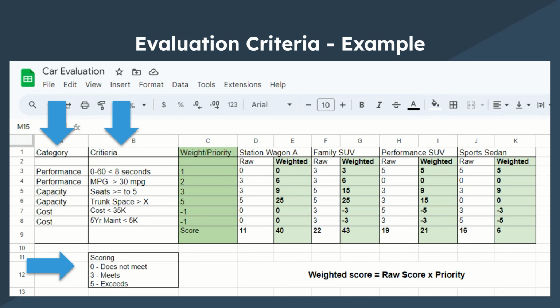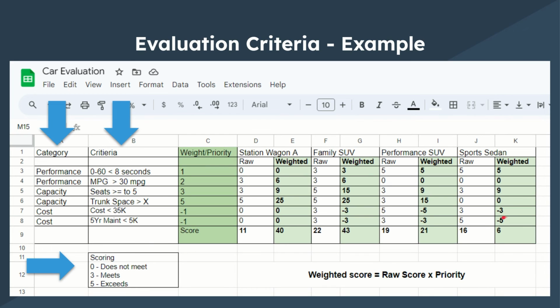So when you look at the score for the performance SUV, it's not even that much different from its raw score. Whereas when you look at the raw versus weighted score of the station wagon and family SUV, both of those are quite high. So when you rank them based off of the weighted scores, you can see that the family SUV actually wins, followed by the station wagon, followed by the performance SUV, followed by the sports sedan. And obviously, based on your actual needs, you could adjust the numbers.